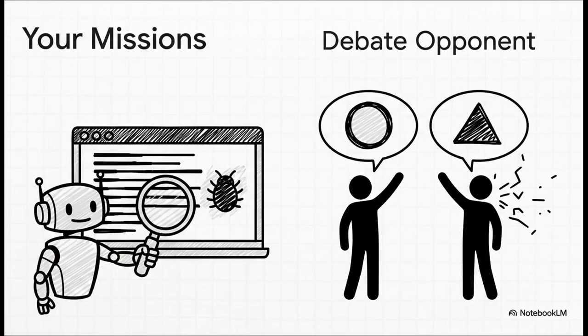All right, here are your missions, should you choose to accept them. First, build a code reviewer, an agent that finds the bugs in your code but makes you fix them. Second, create a debate opponent, an agent that will logically argue the opposite of whatever you say, helping you make your own argument stronger. How cool is that?